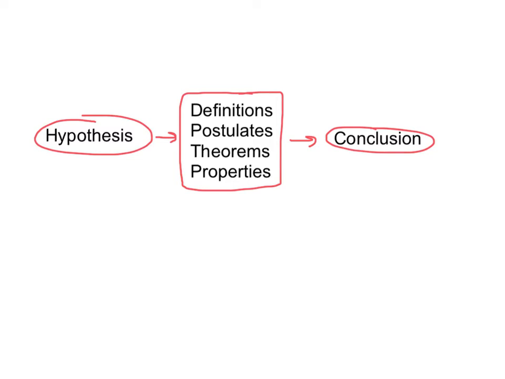Now, when we do proofs, we're going to start with two-column proofs. Two-column proofs are when you have two columns. In the left is our statements. Whoops, let me write that correctly.